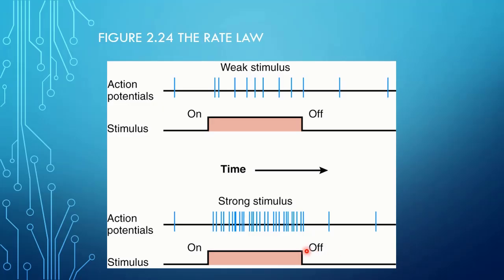And just as a reminder, the rate law is basically the idea that if we have, let's say, some kind of a weak stimulus, in this case sensory, then it will cause the neuron to fire fewer action potentials. And if we have a stronger stimulus, it will cause the neuron to fire more action potentials. So again, just as a reminder for those of you who may not remember that because we've only gone through it once.